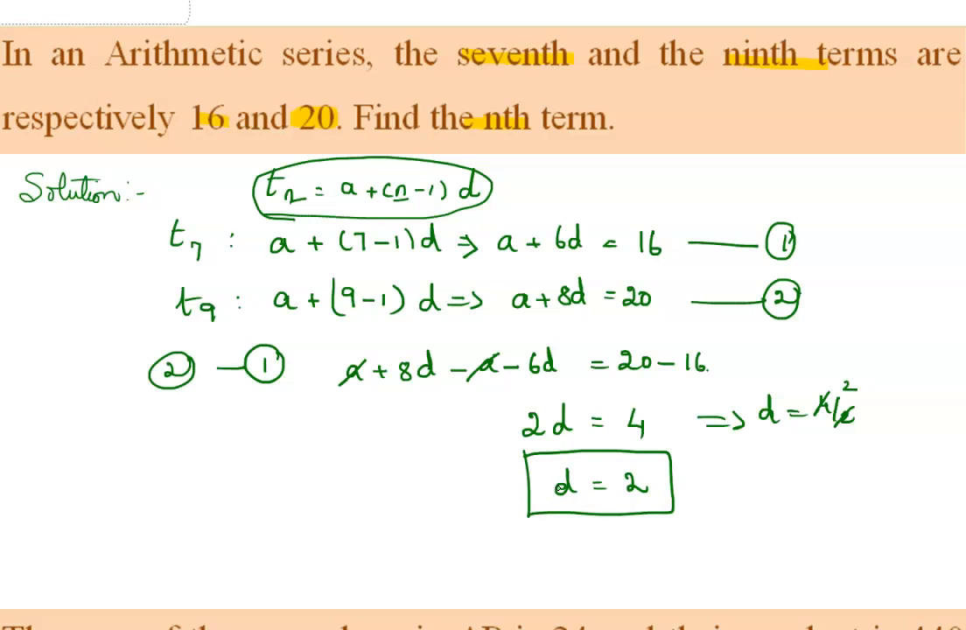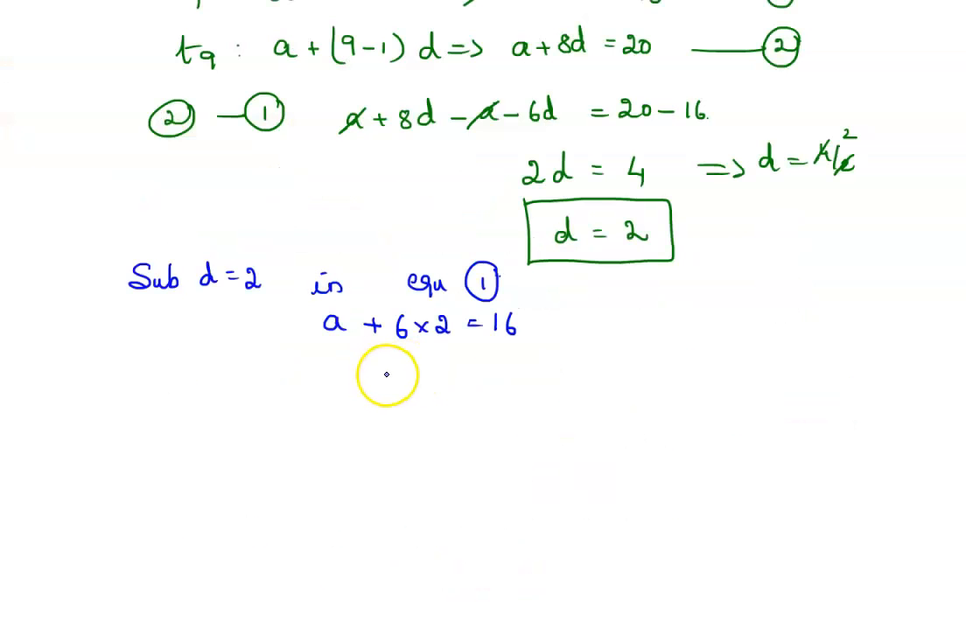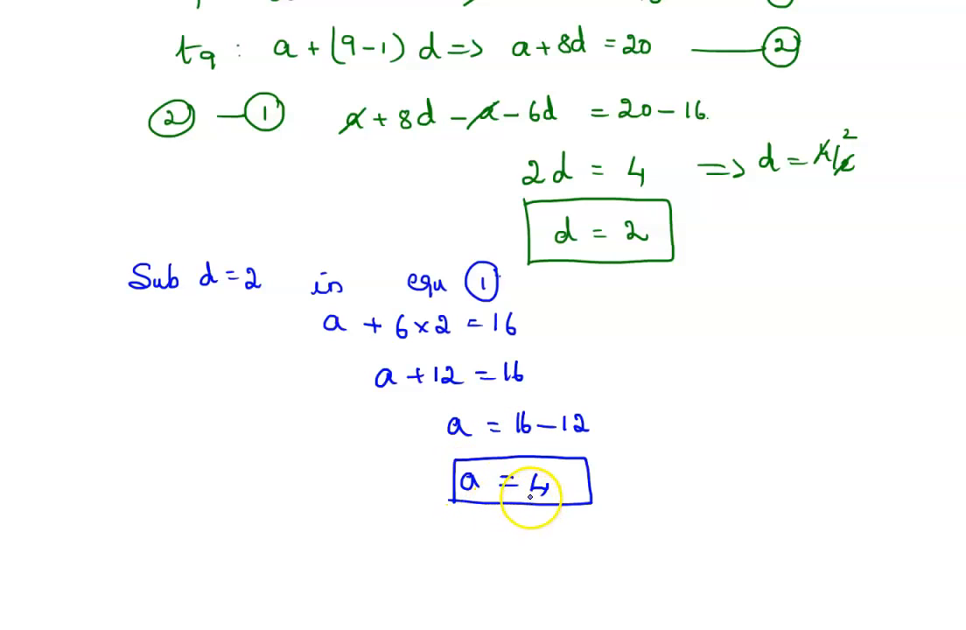Now we have to find the first term a. So we substitute d equal to 2 in any one of these equations. We can go with equation 1. Equation 1 is a plus 6d equal to 16. Substituting, a plus 6 into 2 equal to 16, which implies a plus 12 equal to 16. So a equals 16 minus 12, which is 4. So a equals 4 and d equals 2.